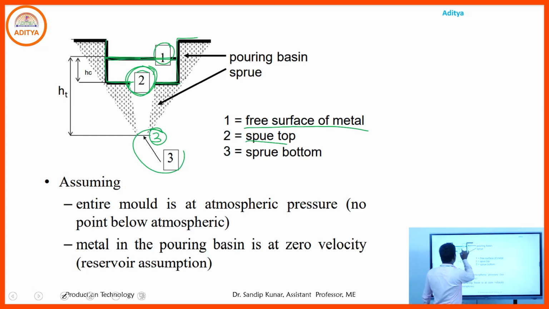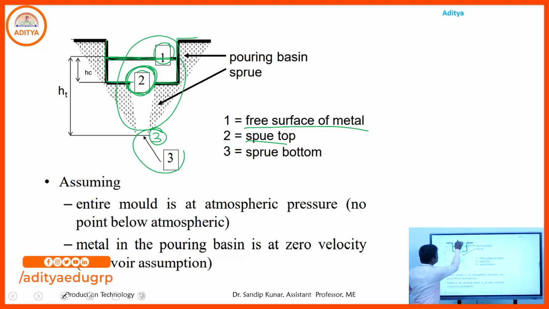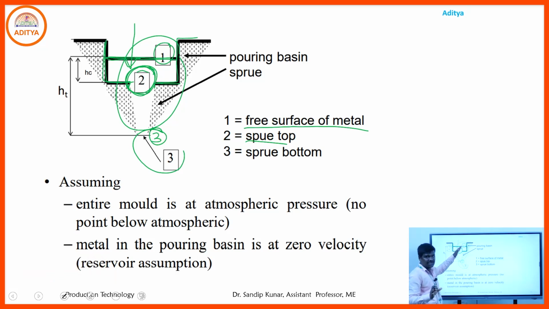Section 2 is the top portion of the sprue, and section 3 is the lower portion of the sprue. Based on that, the entire mold is at atmospheric pressure, meaning no point is below atmospheric. We always maintain atmospheric pressure in that system. And when we pour the molten metal into the pouring basin, it has zero velocity. No velocity is present in that pouring basin.